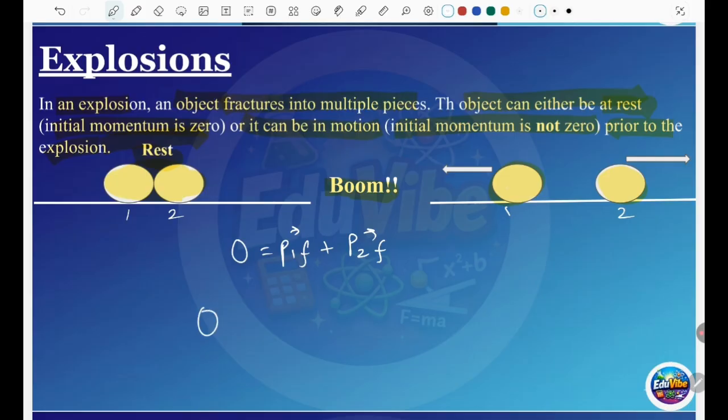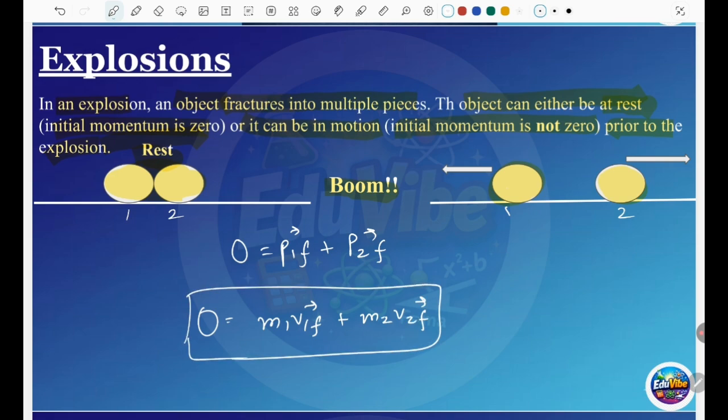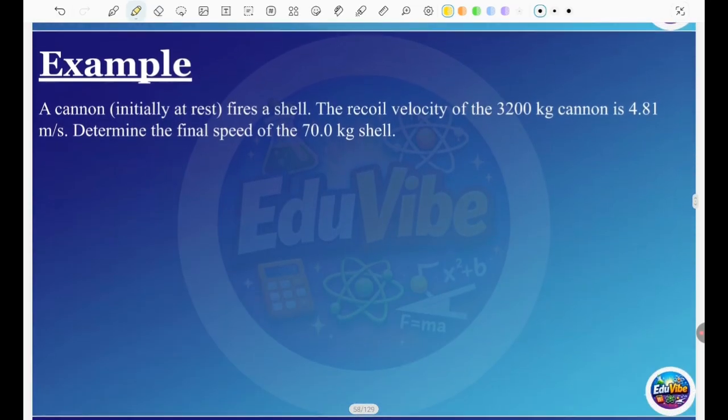So if we have final, so 0 is equal to m1 v1 final plus m2 v2 final. So this is the last one which we have to memorize. This is a small one as compared to the first one. Both are small, the second and third. So that's how it is. Okay, so let's do an example for this.